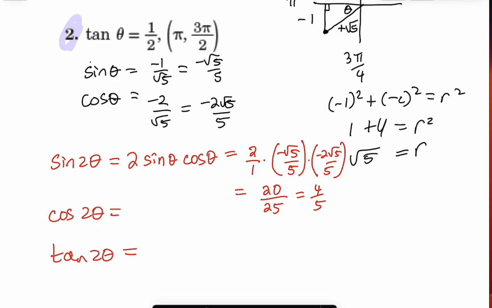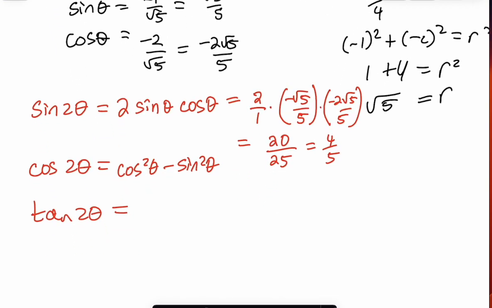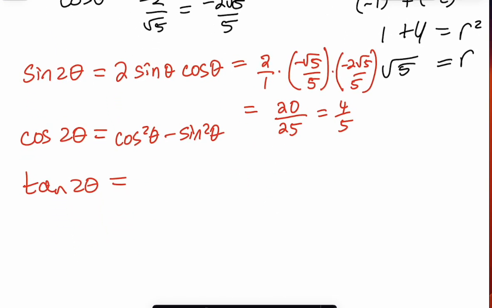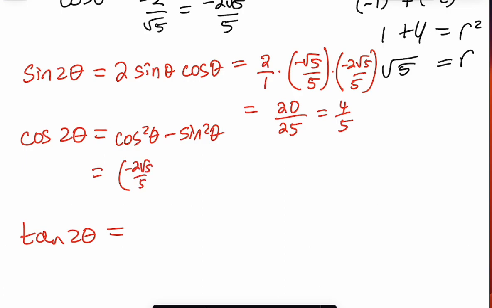Now cosine of 2 theta is cosine squared minus sine squared. Now there's 2 other formulas. All of them are going to work. You decide how you want to do it. I don't care. You pick. So the cosine was negative 2 radical 5 over 5. We're going to square that. And the sine was negative radical 5 over 5.